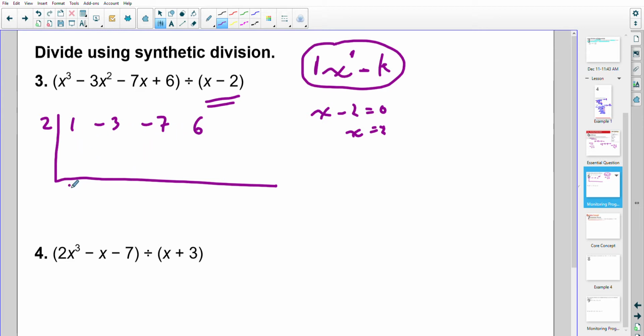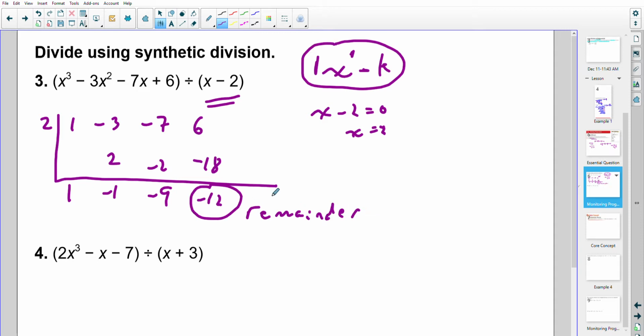I carry down the 1 always, and then multiply. So I'm multiplying 2 times 1, and then I add down. Multiply, add down. Multiply, and add down. Now notice that you get that number. That is the remainder.